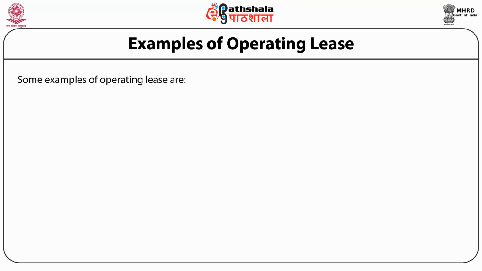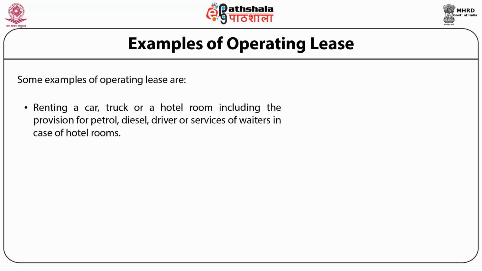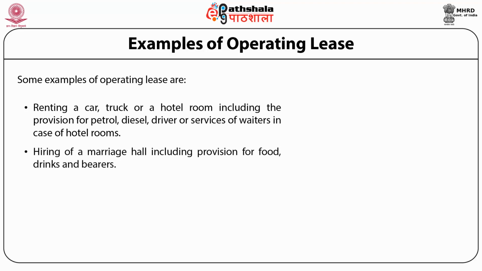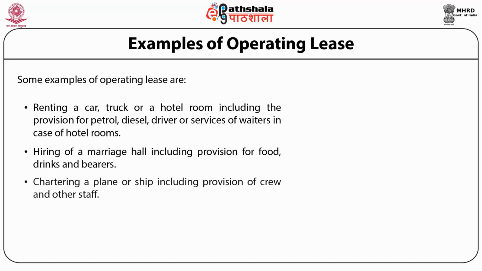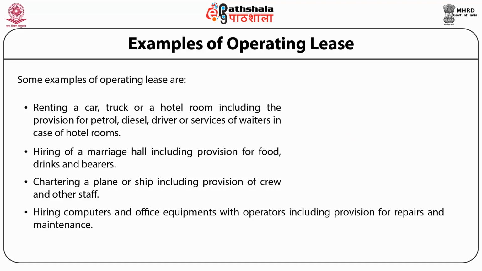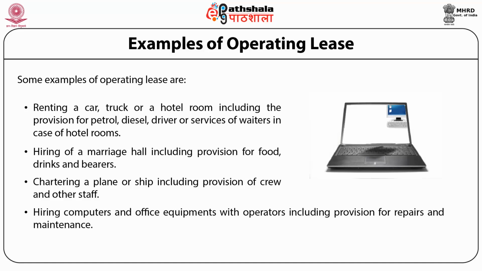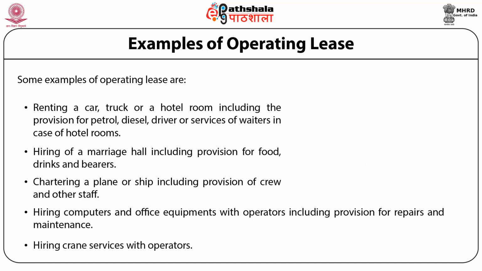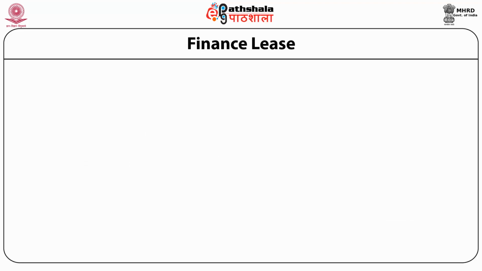Examples of operating lease are renting a car, truck, or a hotel room, including the provision for petrol, diesel, driver, or services of waiters in case of hotel rooms. Hiring of marriage hall, including provision for food, drinks, and bearers. Chartering a plane or ship, including provision of crew and other staff. Hiring computers and office equipment with operators, including provision for repairs and maintenance. Hiring crane services with operators. Now we will discuss finance lease.